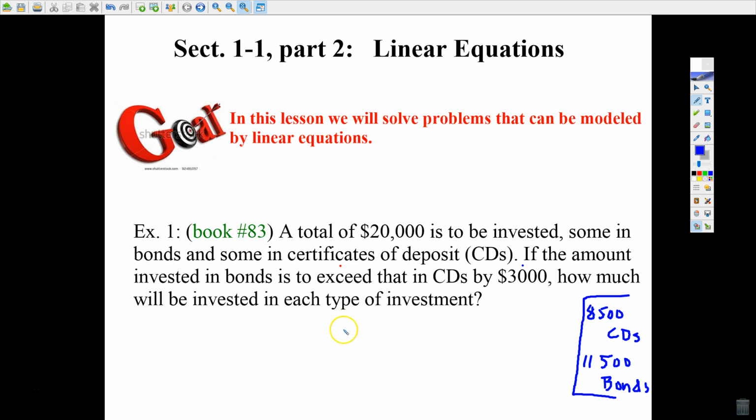The amount invested in bonds is to exceed that in CDs by 3,000. So you want B to represent bonds? B is equal to our investment. Maybe I'll get a little more specific and say investment in bonds.